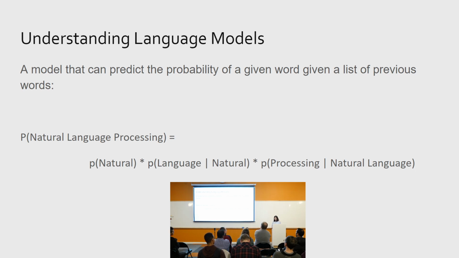Well, you could go the other way, but you have to say the probability of processing, times the probability of language preceding processing, multiplied by the probability of natural preceding language, which is kind of unintuitive when you think about it.